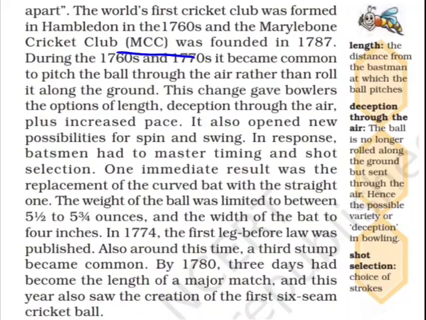During the 1760s and 1770s, it became common to pitch the ball through the air rather than roll it along the ground. Now you know students, how they played earlier. Nowadays we give the ball to small children, they love to play, but if you throw it in the air, they can't hit it. So we roll it on the floor and they hit it with a small bat or stick. Earlier also the people played in such a way, just rolling the ball on the floor. They did not give the ball in the air.